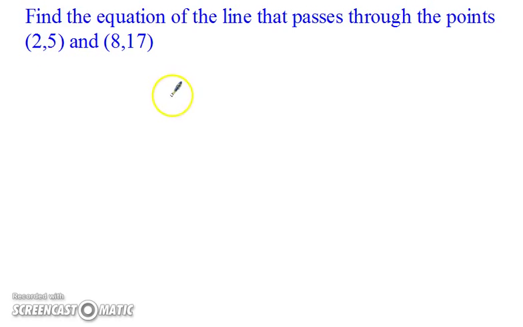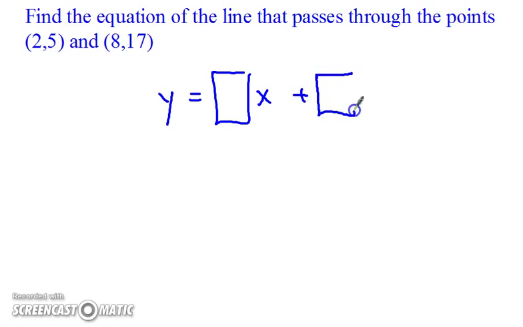First off, I know that if I knew the slope, I would put it right here in this box, and I'd put the y-intercept right there. Well, I don't know the slope. They didn't tell me that. But I could sure calculate it. And you can either watch another video, or perhaps you know already how to find the slope.